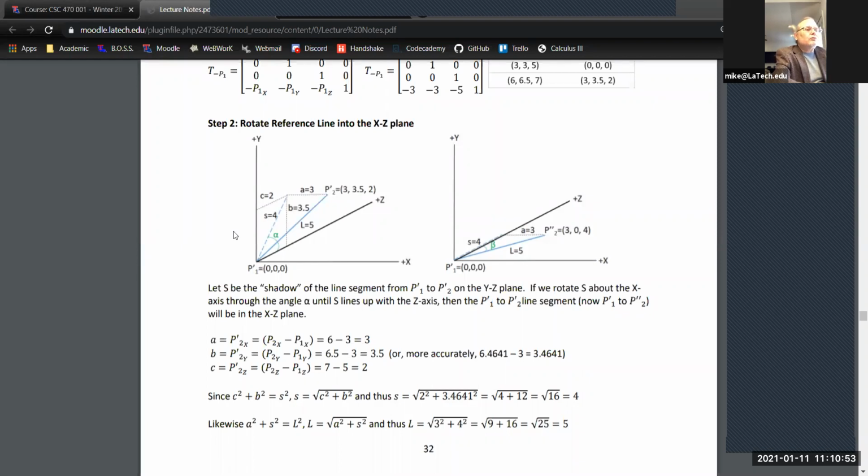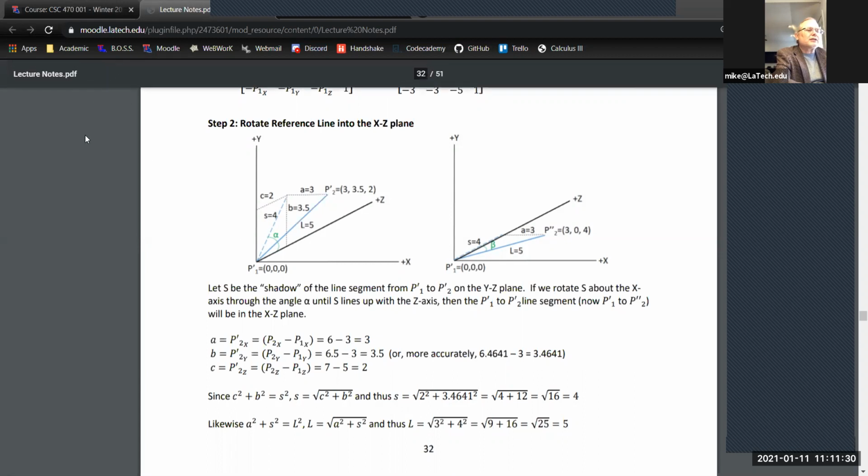In step 2, now that we've got our line segment from P1 prime to P2 prime, we want to rotate that line segment into the XZ plane. So the position it's currently at is on the left, and we want to rotate it so that that line will be on the right. Now, before we get into the formulas and the math and all that, let's think our way through what's going to happen if we rotate that line P1 prime, P2 prime through the angle alpha into the XZ plane.